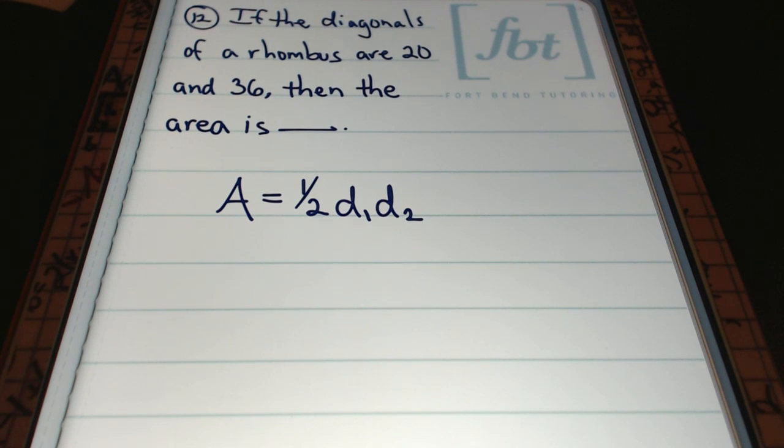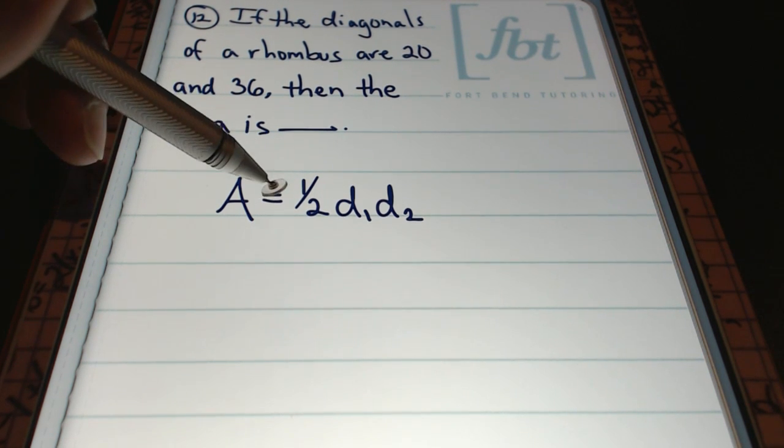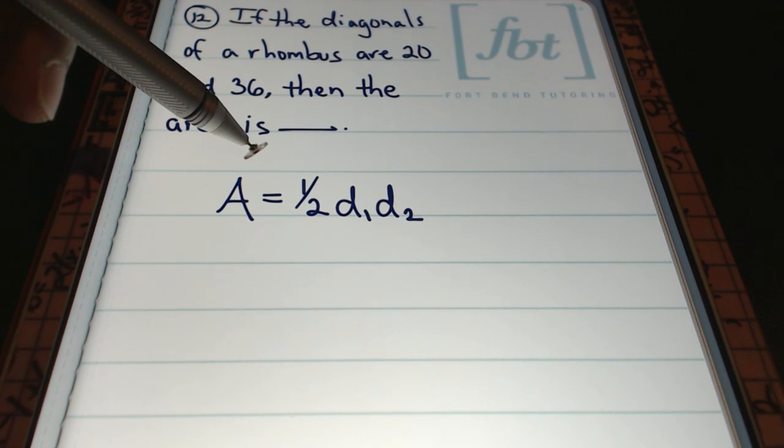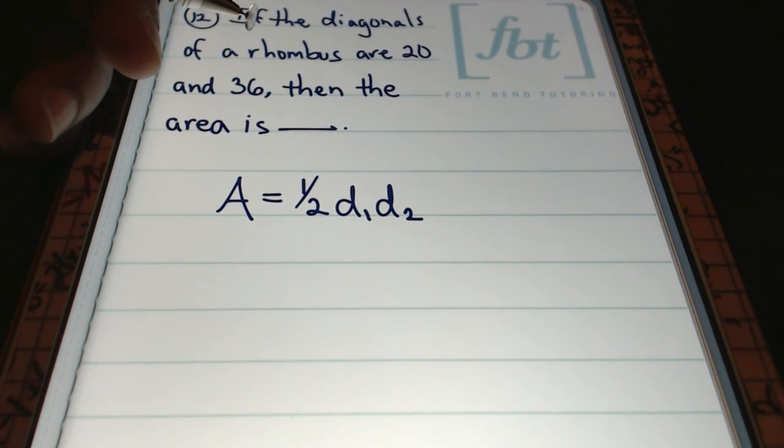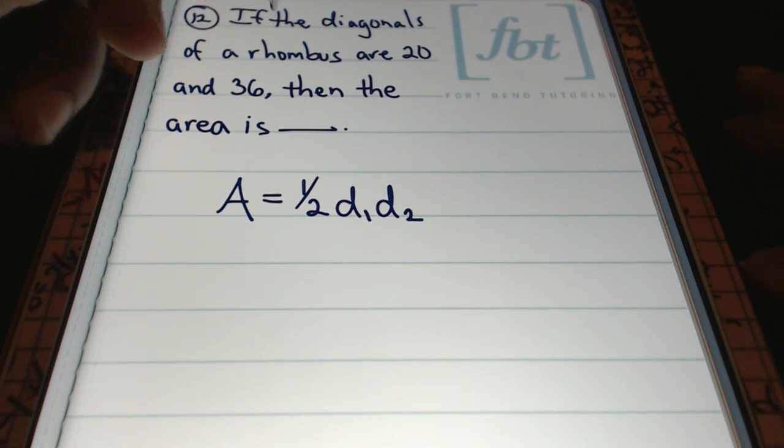It says, if the diagonals of a rhombus are 20 and 36, then the area is... We have the formula for the area of a rhombus, guys. The area is equivalent to 1/2 the first diagonal times the second diagonal. I had to write this one down because I had forgotten it. This problem would have been jacked up without it, because I didn't have it memorized. I knew it, but didn't know it. I wasn't sure, so I had to write it down.